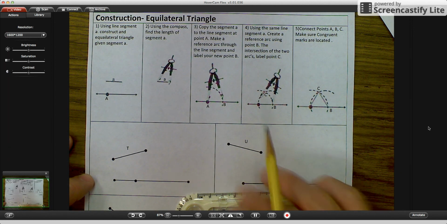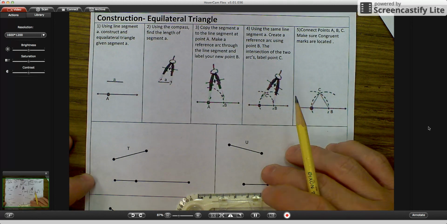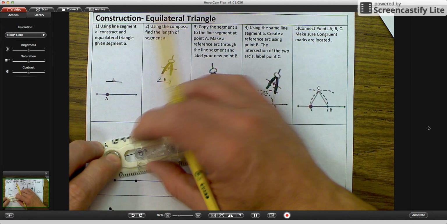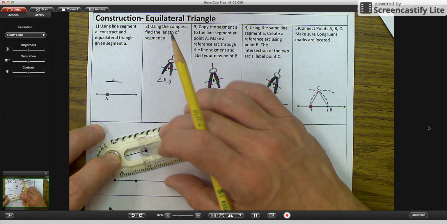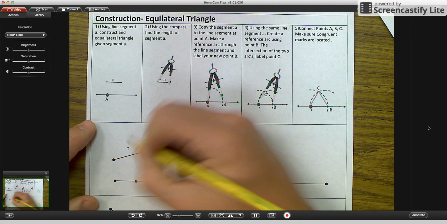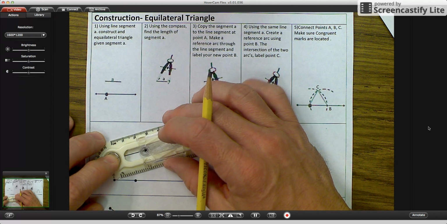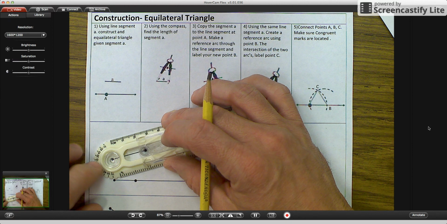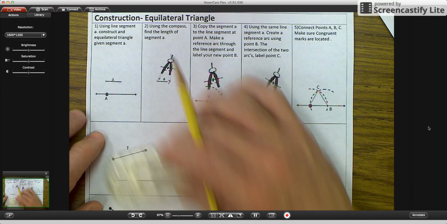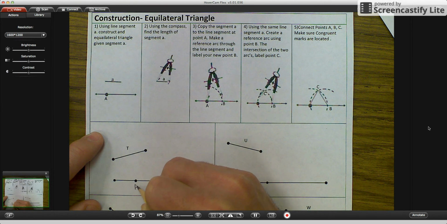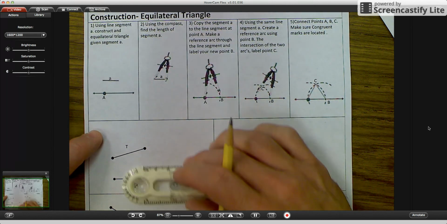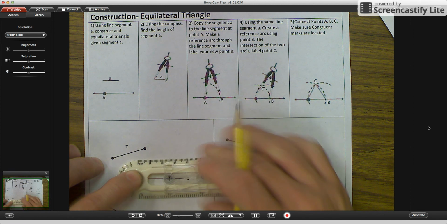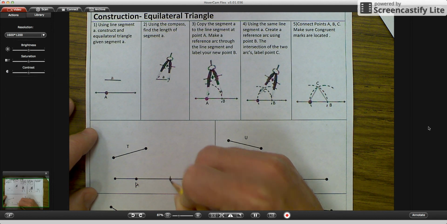So we have line segment T. And we are going to measure this line segment. There is the measurement, the length of the line segment, because it goes through that, and it's the length there. Now we're going to come down here, and we're going to measure or label point A. And we're going to create, using the same length of line segment T over here, our point B.